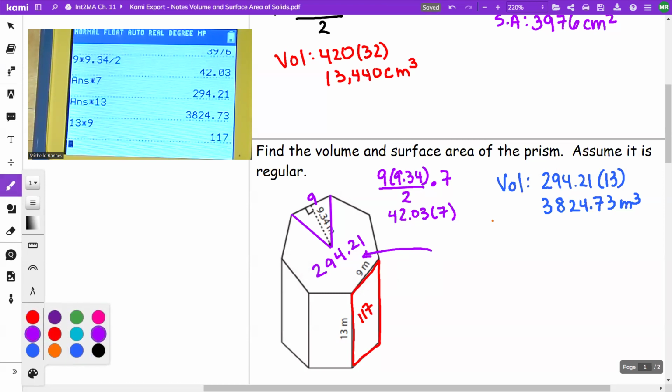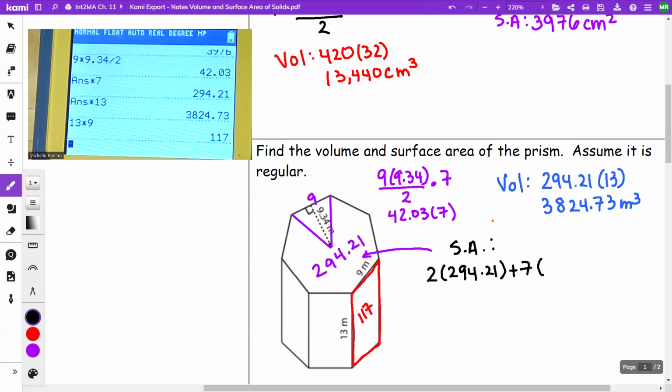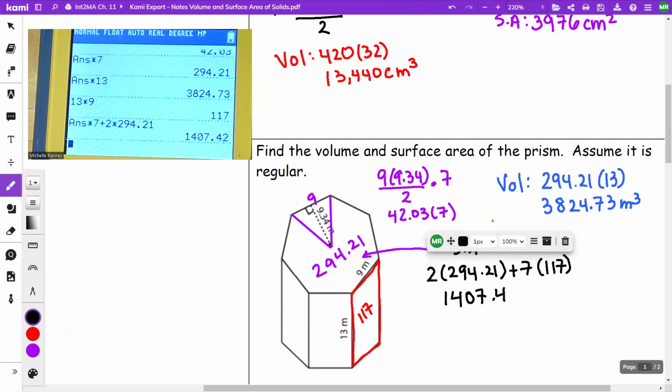So for my surface area, I am going to have 2 times 294.21 plus 7 times 117. So times 7 plus 2 times 294.21. So I end up having, as my surface area, 1,407.42 meters squared.